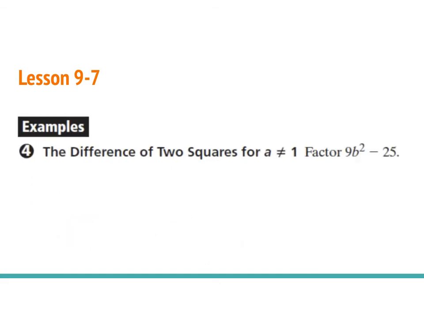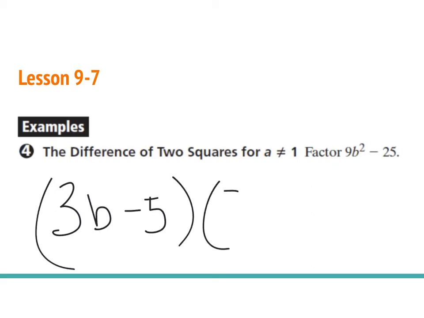One more example here. Now our a value is greater than 1, okay? But it's still a perfect square. So we can take the square root of that and multiply it. And now we see that we get 9b squared minus 25, because the square root of 9b squared is 3b and the square root of 25 is 5. And now we have the difference of two squares.